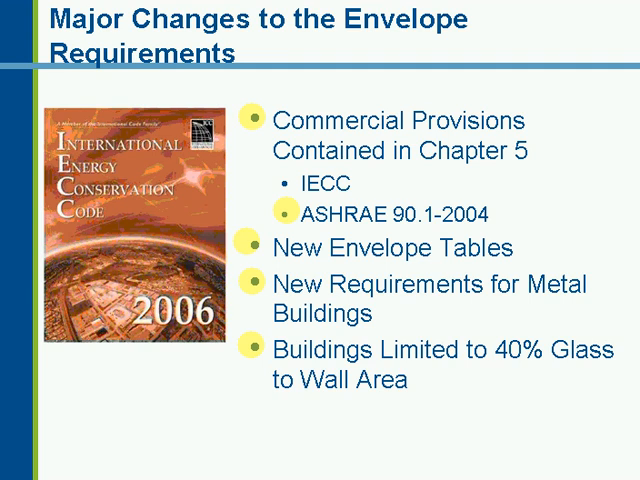If you go over the 40% glass to wall area, there are a few different options available to you. One, you can use a Section 506 approach, which is the building performance approach that's in the IECC, or you can use ASHRAE 90.1-2004.